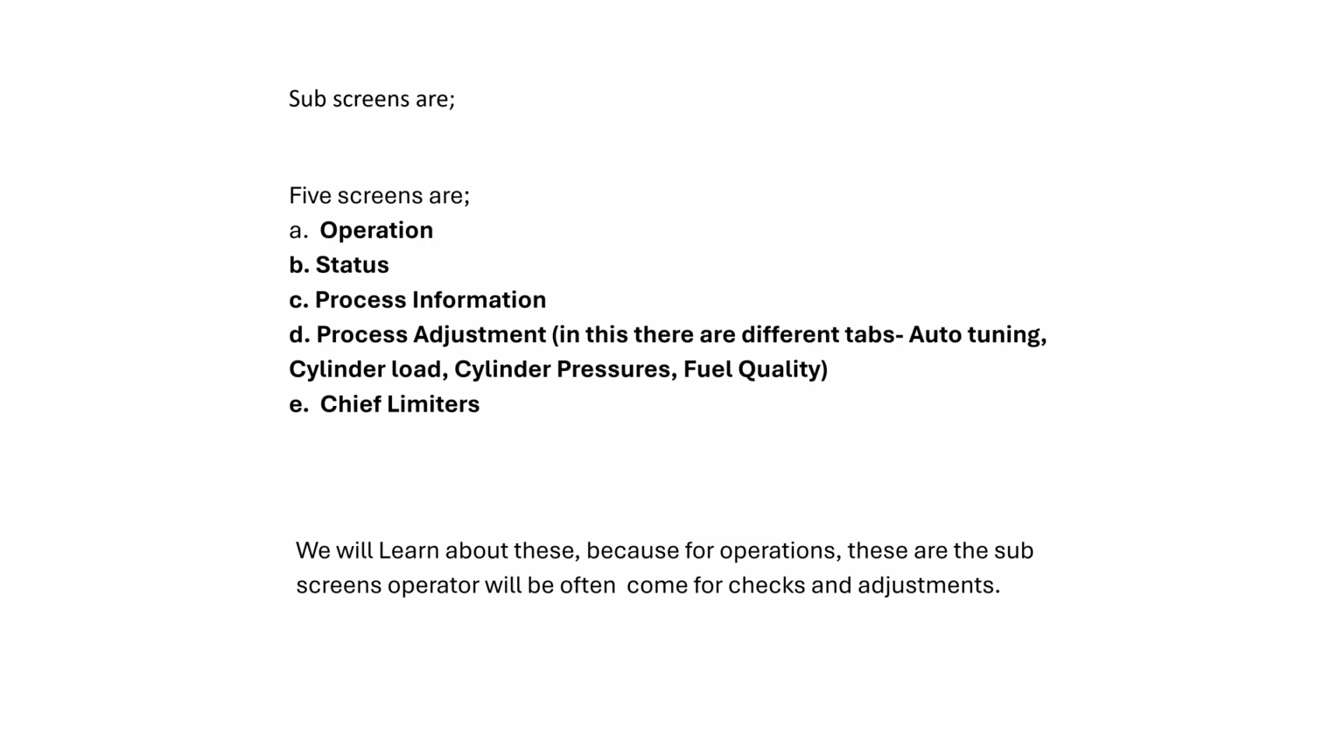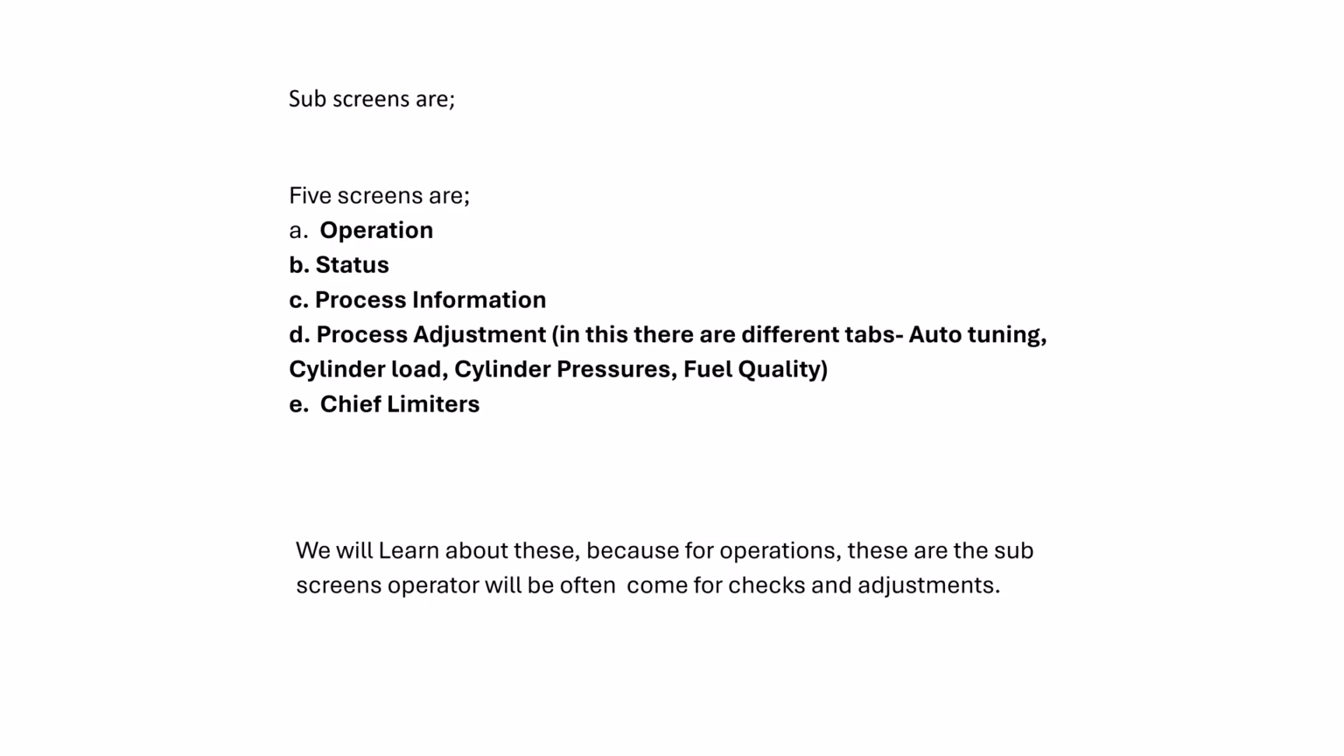Auto tuning, cylinder load, cylinder pressure, fuel quality, and chief limiters. Some may not have, let's say, fuel quality, for example. So there are 1, 2, 3, 4, 5: Operation, Status, Process Information, and Process Adjustment with cylinder load, cylinder pressure, and fuel quality. Auto tuning is also possible, but auto tuning has to be provided. It is only available in ME-ECS, EDS, not the basic version, and chief limiter.